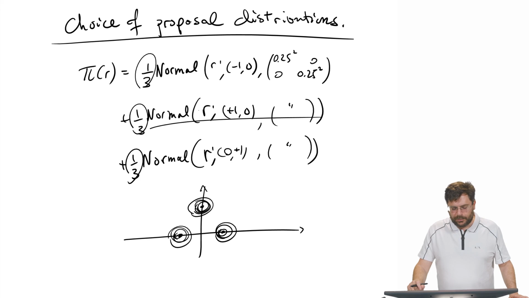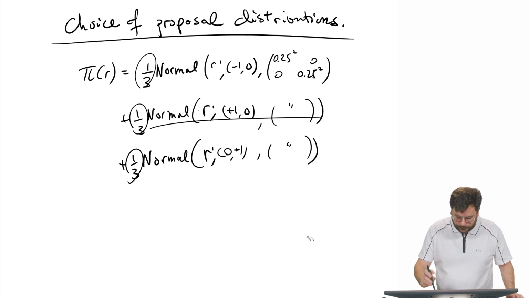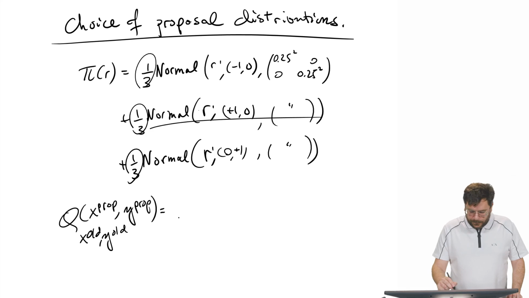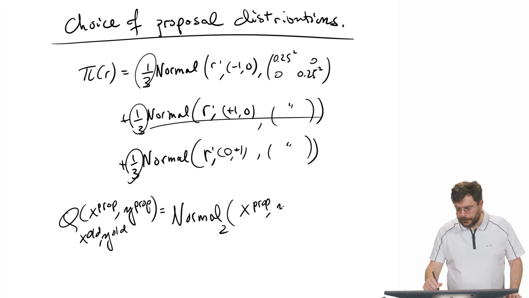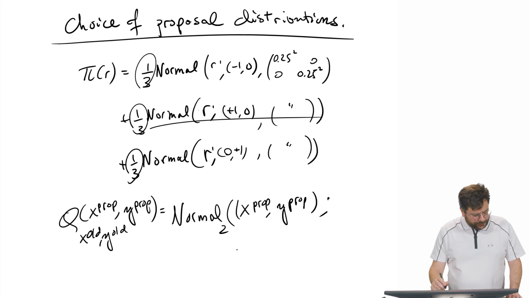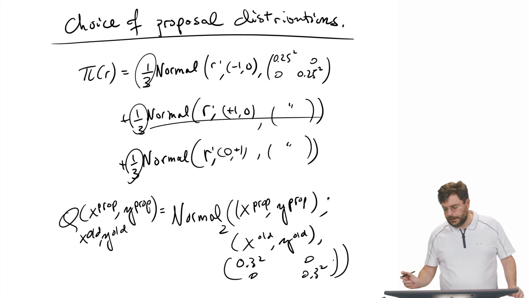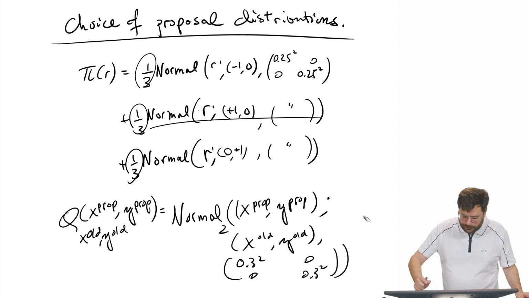The question is, what if I used Metropolis Hastings as a demonstrative example? And let's suppose that my proposal distribution is again a two-dimensional normal for x proposed, y proposed as my variables with some mean x old, y old, and some covariance, let's make it up, 0.3 squared. Well, let's call it something even more general. Let's call it lambda squared.